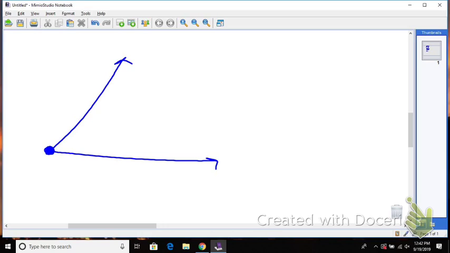What do you suppose you're going to do with this dot? Put it on the vertex. You guys are so smart. So you're going to put it on the vertex, and you're going to line up the little line with the bottom of the angle.